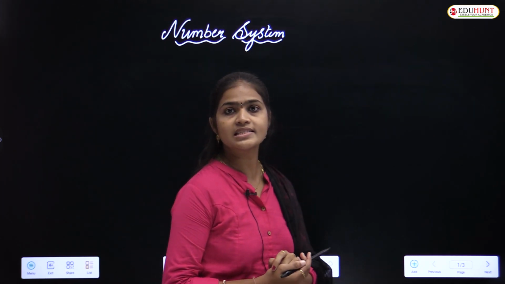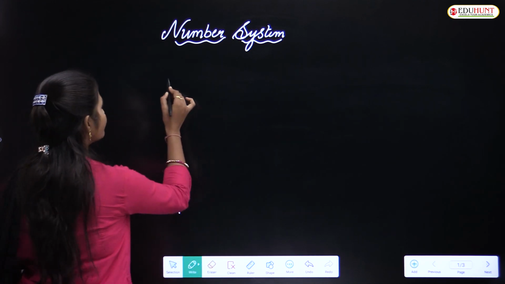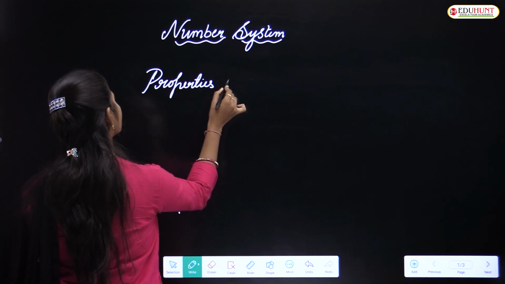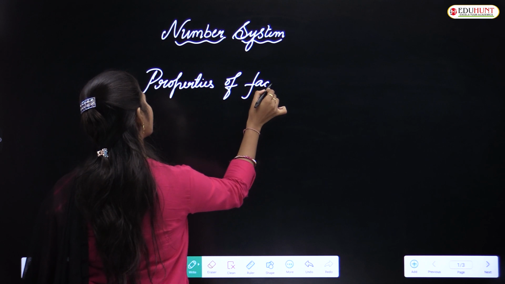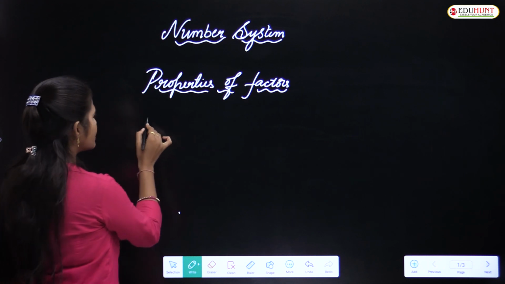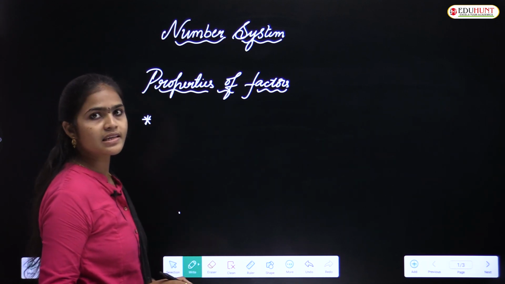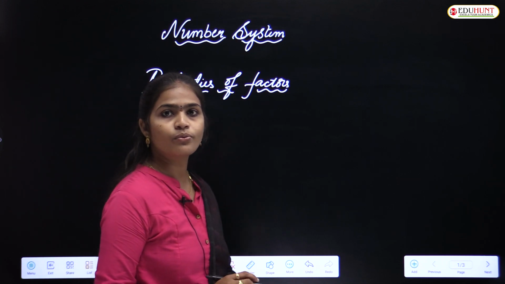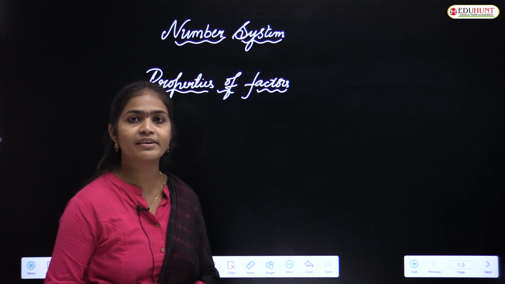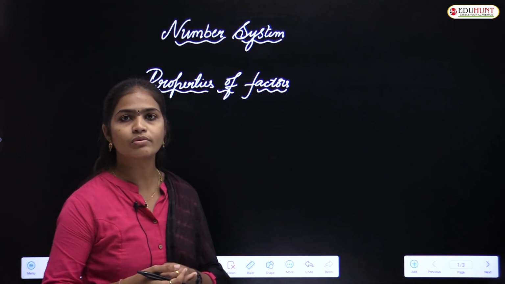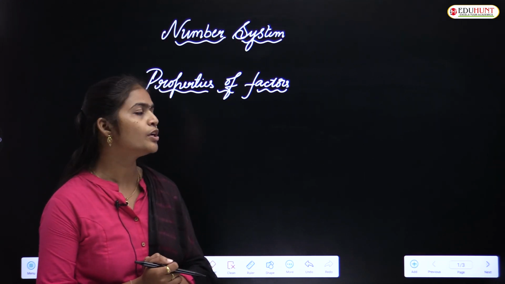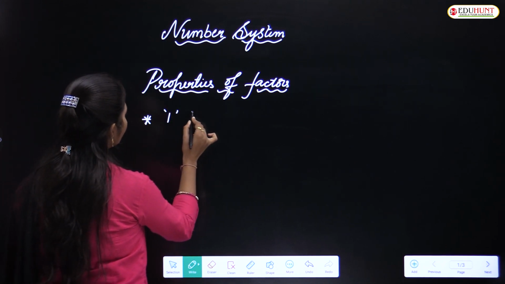For extra knowledge, I will tell you the properties of factors also. Properties of factors. So what is the first one? 1 is a factor of any number. 1 is a factor of every number. Why? Because every number is exactly divided by 1. Because 1 into 100 is equals to 100. So 100 divided by 1, again you will get 100 only, no? So 1 is a factor of every number.